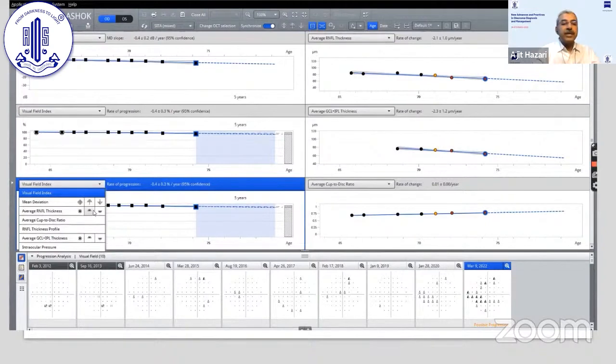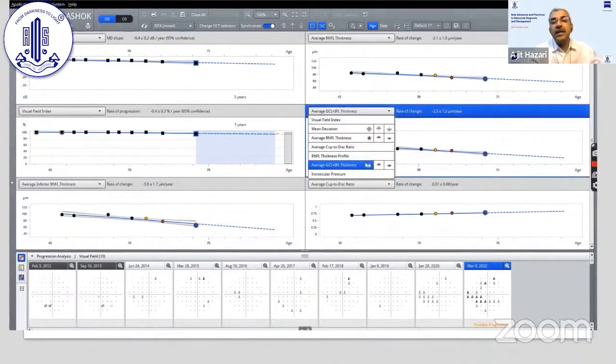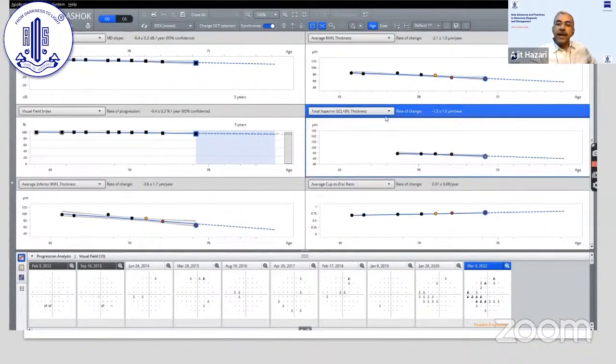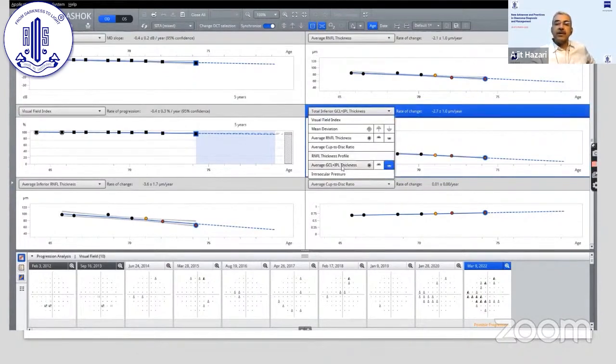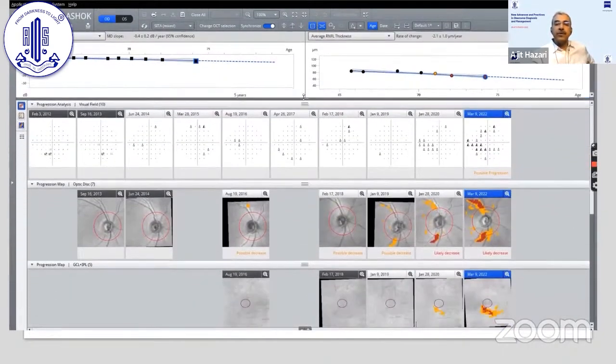And for the GCL IPL thickness or the RNFL thickness, again, you can look at different parts. You can look at the upper half or the lower half of the RNFL. And that can give you a better clue as to what part of the field is deteriorating, and what we clinically feel is progression or deterioration. Is it panning out in the OCT imaging and the perimetry testing? So similarly for the ganglion cell layer also, you can decide whether you want the upper half, lower half.